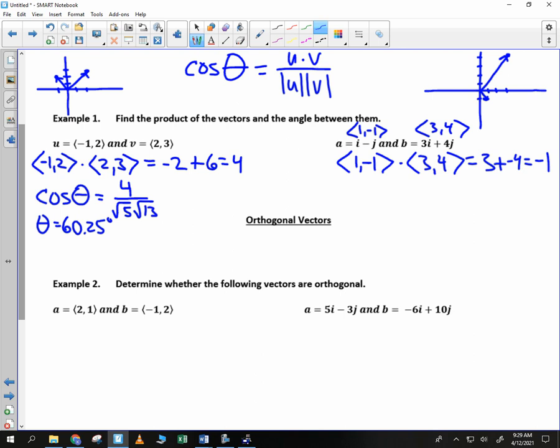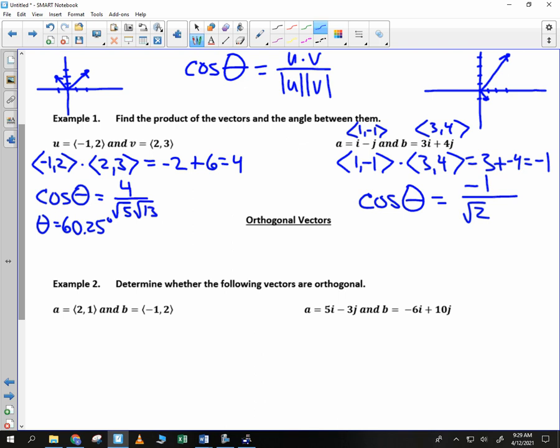So we set this up by saying the cosine of theta is equal to, what goes on top? Negative 1, because that's the product. The dot product goes on top. And then on the bottom, we just have the two magnitudes multiplied together. So the magnitude of this will be 1 squared and negative 1 squared. 1 and 1 makes 2. So we get the square root of 2.